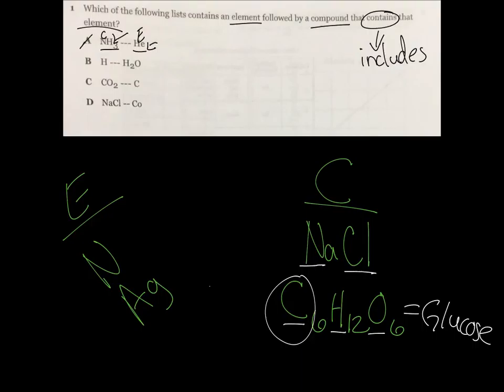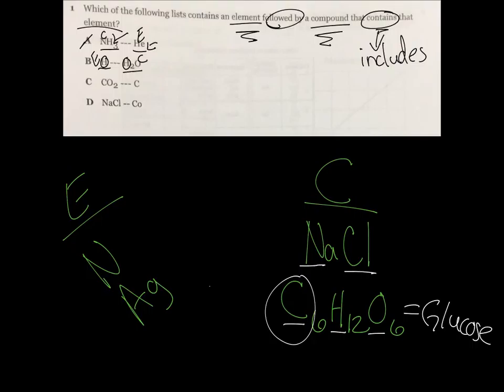Let's look at letter B. We have H right there, element or compound? Great, element, that's hydrogen. And then let's see what comes after. What is H2O, element or compound? Great job, it's a compound right there. And do you have the same element as before inside this compound? Yeah, you have H right here, H right here. So just the way the question asks, you have an element followed by a compound that contains or includes that same element. So far B looks like a good answer.